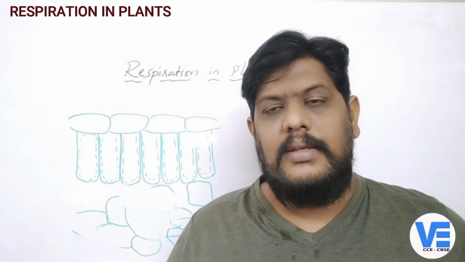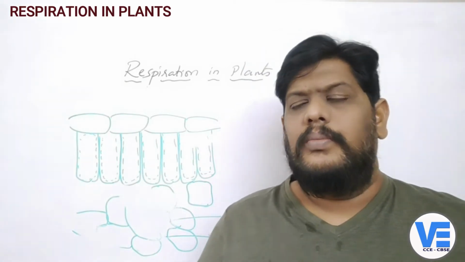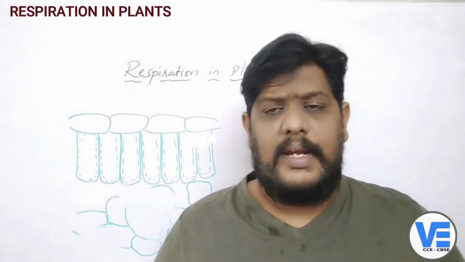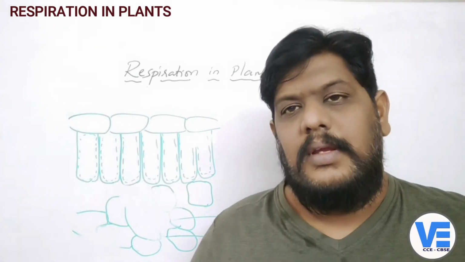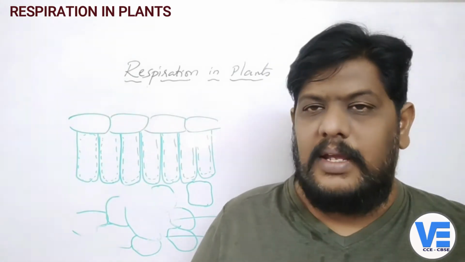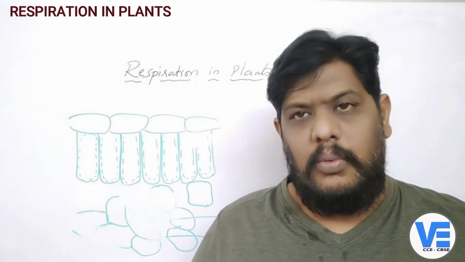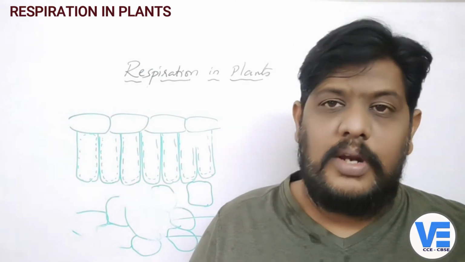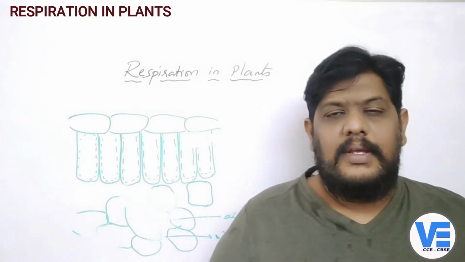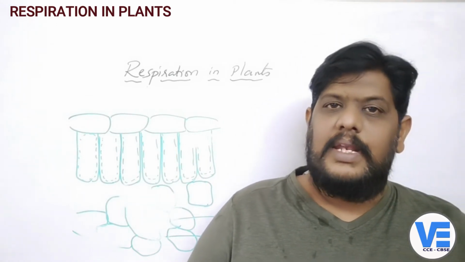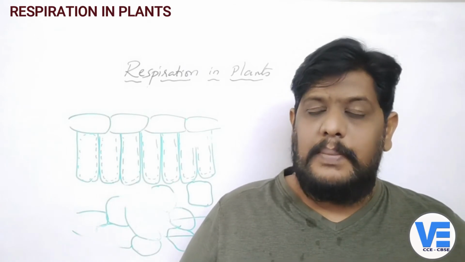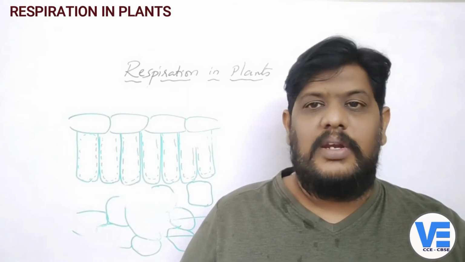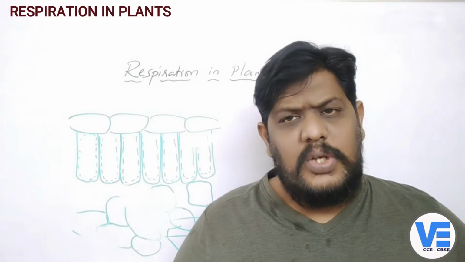carbon dioxide. Now the next question which arises is, if plants are taking oxygen and giving out carbon dioxide, do they have some special organs, like the respiratory system we have in our body? Do plants also have some similar kind of respiratory system? Now we are going to answer all those questions.